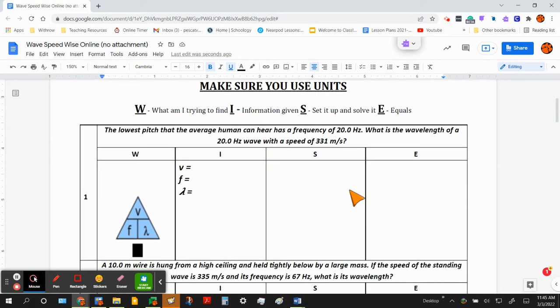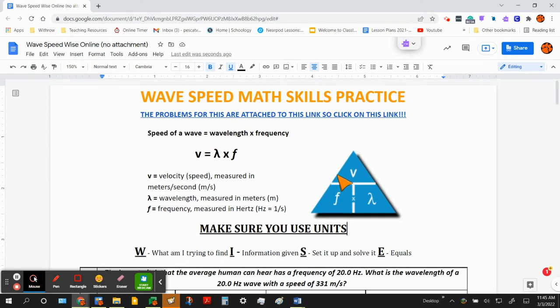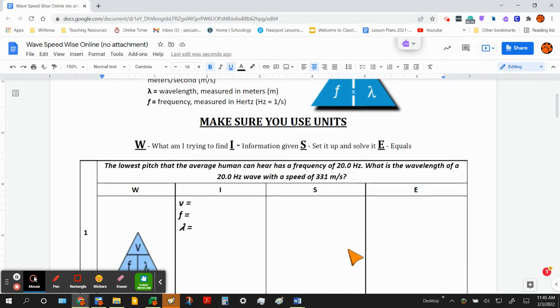All right, so I'm going to attempt a few problems to show you how to do one where you solve for the wavelength and one where you solve for the frequency. And then I'm going to leave you alone to do one where you solve for the speed, because the speed ones are the easy ones. You just multiply across your numbers, and it's pretty simple. There's no division involved, so it's pretty straightforward.